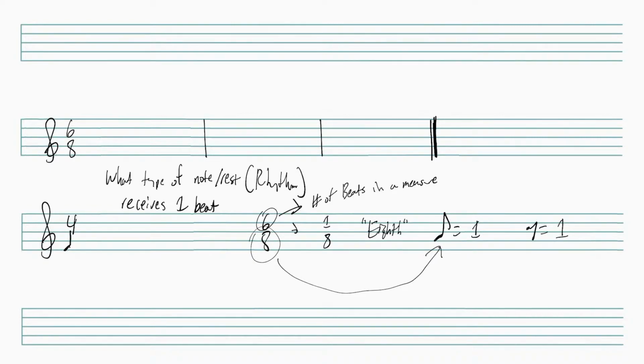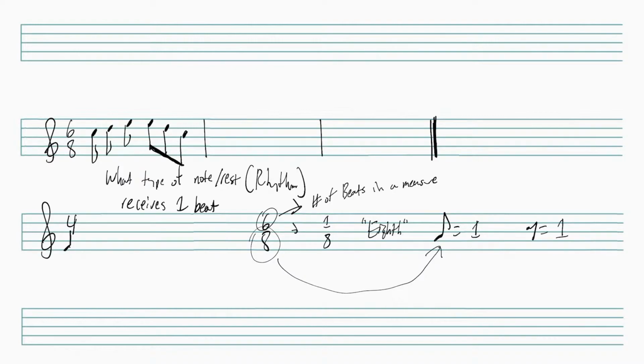So in this example, I could draw 6 1/8 notes. I could either use individual flags, or I can beam them together. We talked about beams in the previous video. That would be acceptable for 6 beats.